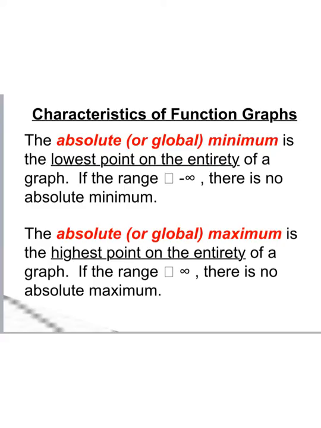Okay, we also have what's called the absolute or global minimum, which is the lowest point on the entirety of a graph. If the range is at negative infinity, there is no absolute minimum. So if the range keeps on going forever in the negative direction, then there's no absolute minimum. The absolute maximum is the highest point of the entirety of the graph. And if the range is going in the positive infinity direction, then there is no absolute maximum.